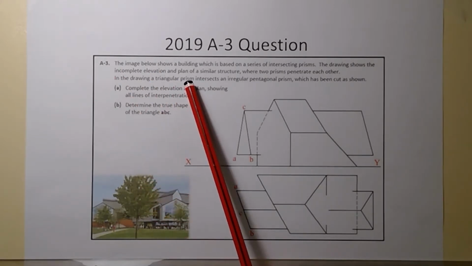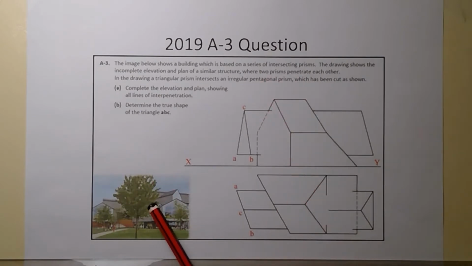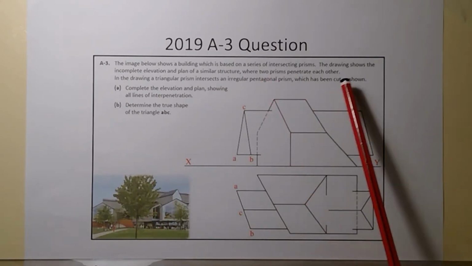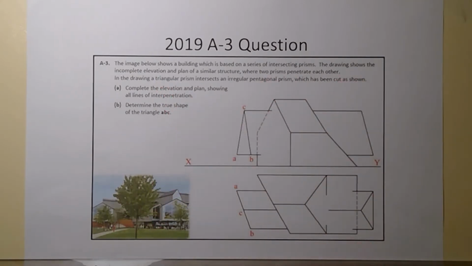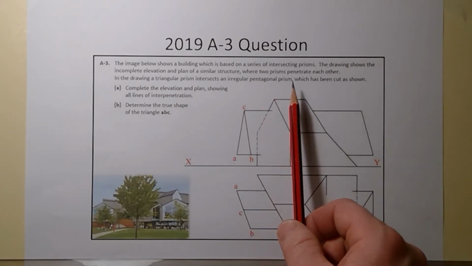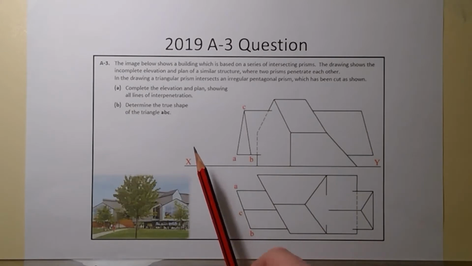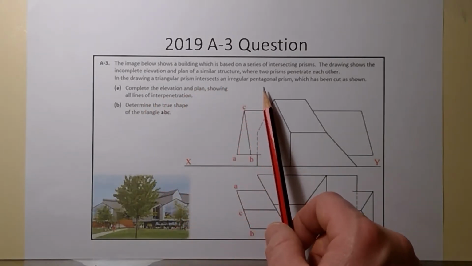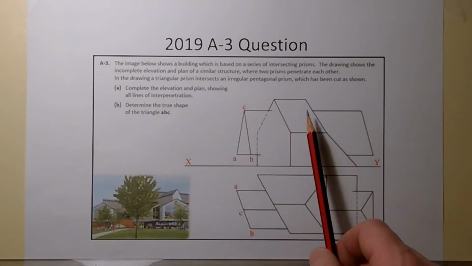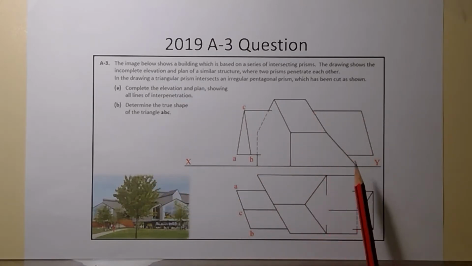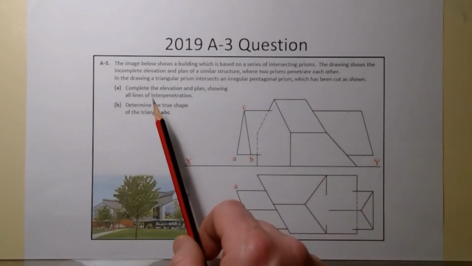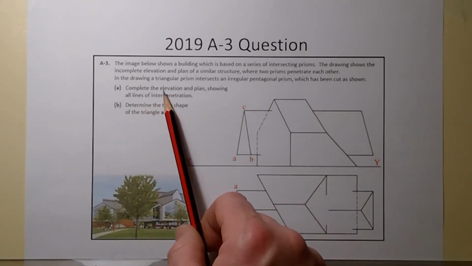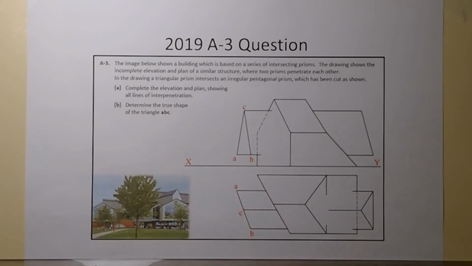So the image below shows a building which is based on a series of intersecting prisms. So we have our building down here. The drawing shows the incomplete elevation and plan of a similar structure, where two prisms penetrate each other. In the drawing, a triangular prism intersects an irregular pentagonal prism which has been cut like that, as shown. So that's the cut on the side of that there. It's cut away from there. So complete the elevation and plan showing all lines of interpenetration.